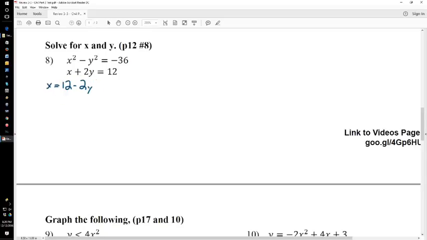So I've got 12 minus 2y squared minus y squared equals negative 36. Now, my class, I always tell you when you're squaring a binomial, remember we start off by straight up writing it out twice. Otherwise, we risk losing that middle term. Minus y squared.